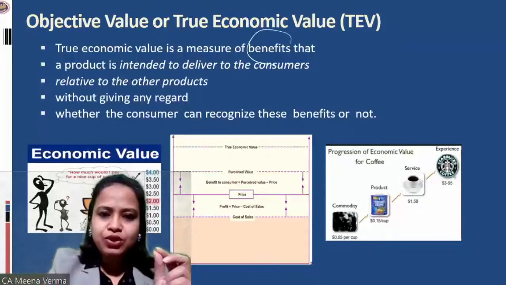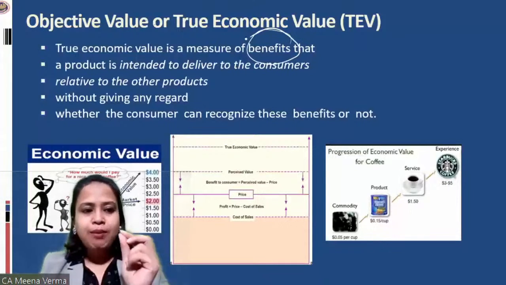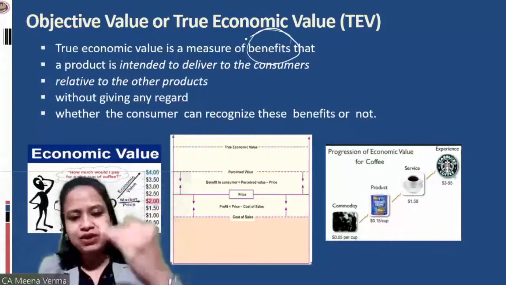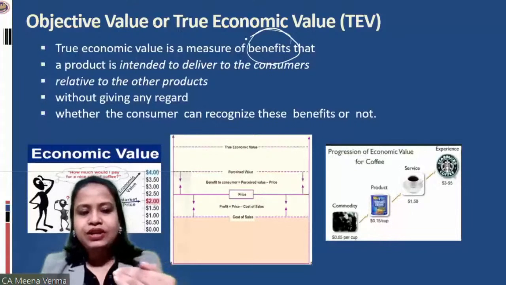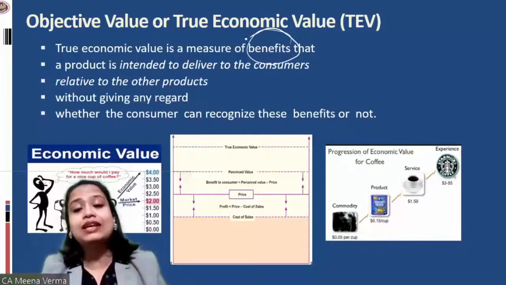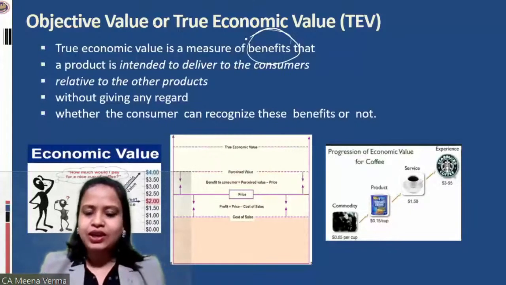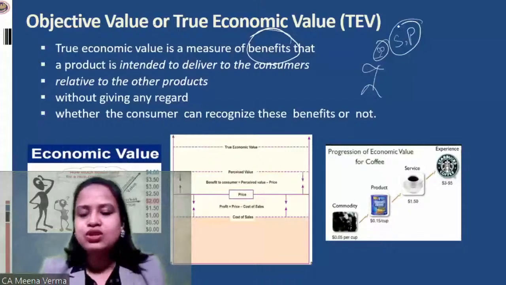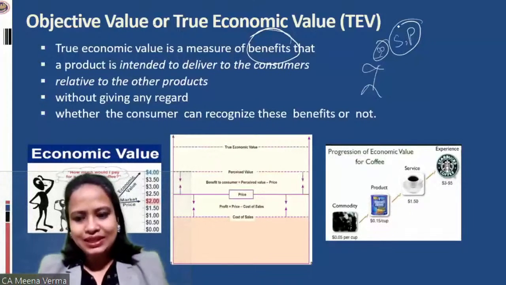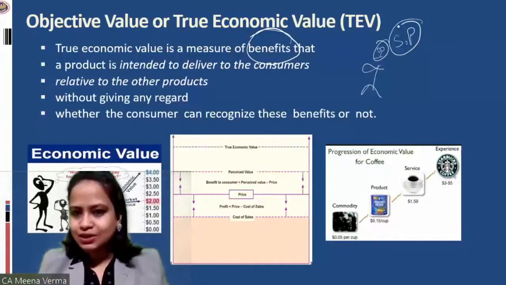Though you are giving a benefit to the customer here, the customer is getting the benefit here, but it is not necessary that the customer is recognizing whether he is getting the benefit or not. You are giving benefit. For example, you are a supplier and you want to decide the selling price for the goods or services which you want to sell in the market.